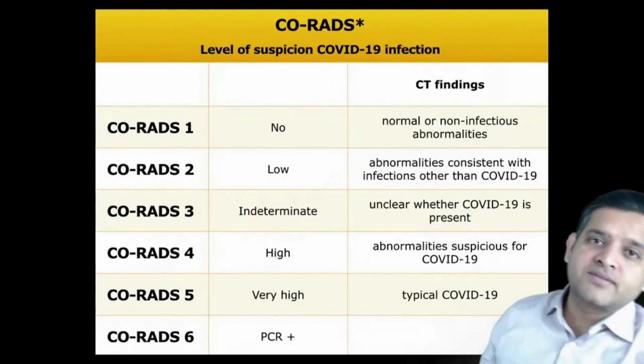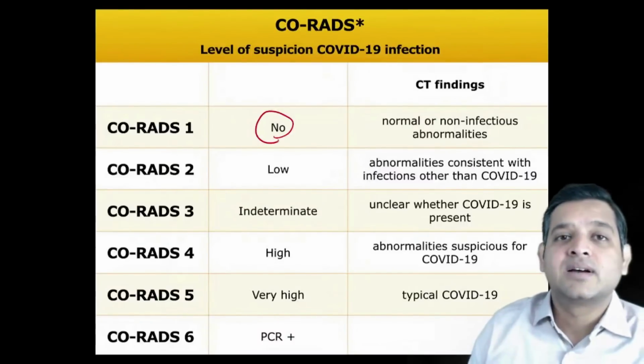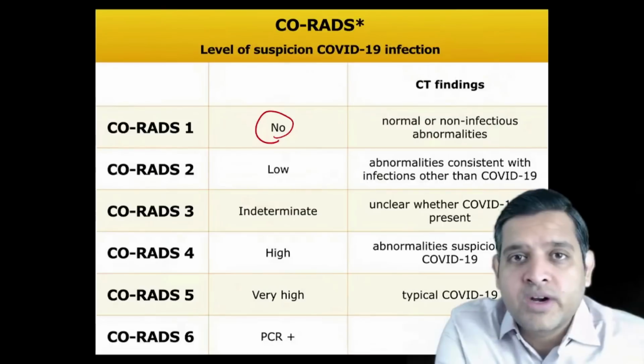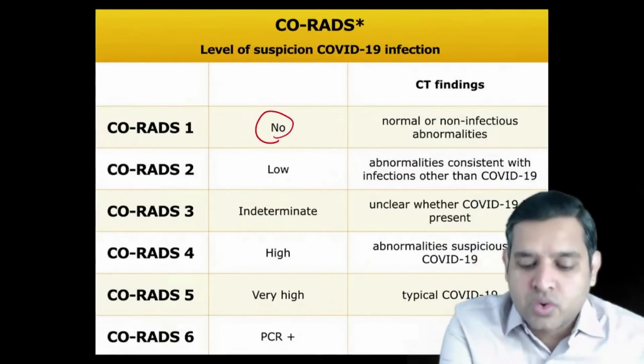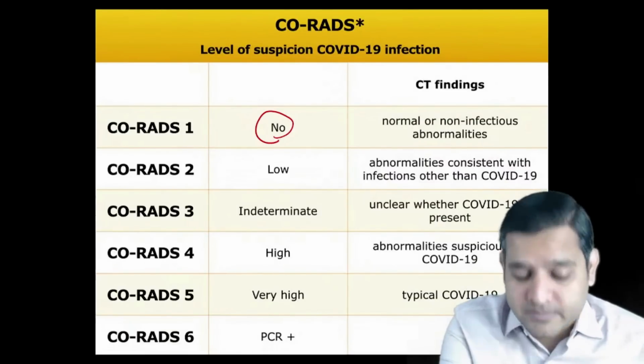So we have got 5 CORADs. CORAD 1 means normal CT. That means the CT does not have any changes. Can the patient still have COVID? Answer is yes. I had a proven COVID infection, but my CORAD score was 1, because my CT was normal.